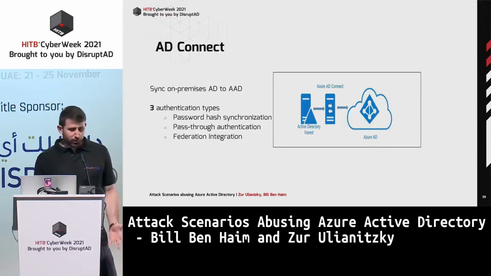In addition, it provides multiple features. For example, we can authenticate as those users to the tenant itself. And actually, there are three different types of authentication. We have password hash synchronization, which means that the hashes of the passwords related to the on-prem users are being synced to the cloud. We have pass-through authentication, which means that whenever the on-prem user tries to authenticate to the tenant, his credentials are going to be verified against the on-prem domain controller. And we have federation integration, which means that the authentication is going to be done with ADFS.